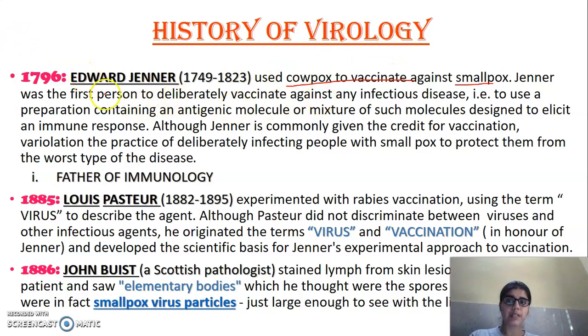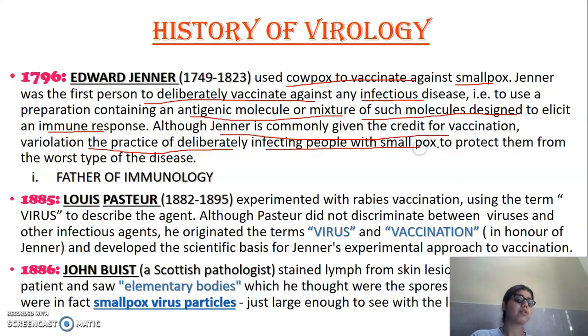Jenner was the first person to deliberately vaccinate against any infectious disease, that is to use a preparation containing an antigenic molecule or mixtures of such molecules designed to elicit an immune response. Jenner is given the credit for vaccination, and variolation is the practice of deliberately infecting people with smallpox to protect them from the worst type of disease. As Edward Jenner discovered the vaccine against smallpox, he is known as the father of immunology.